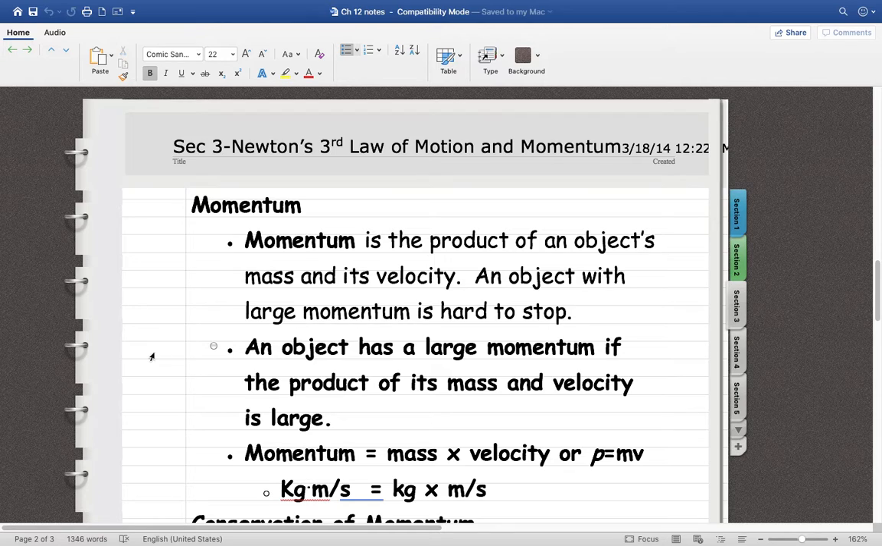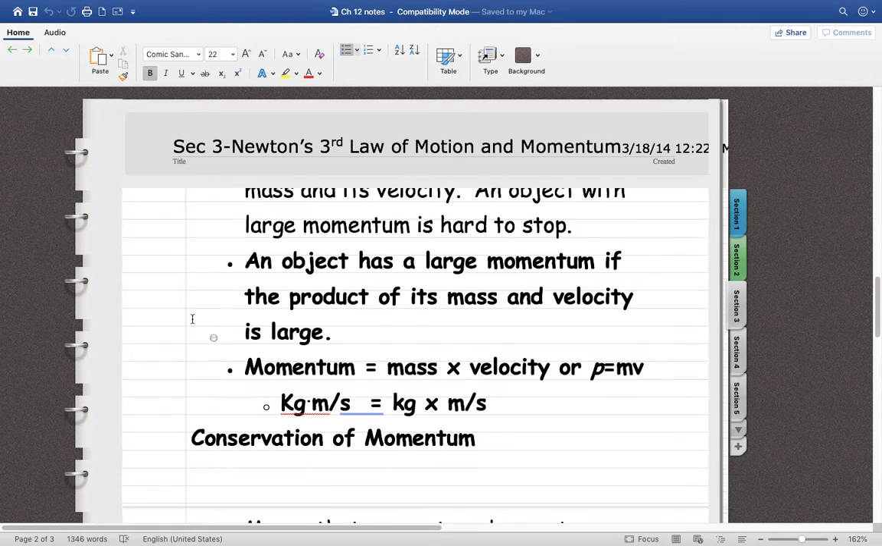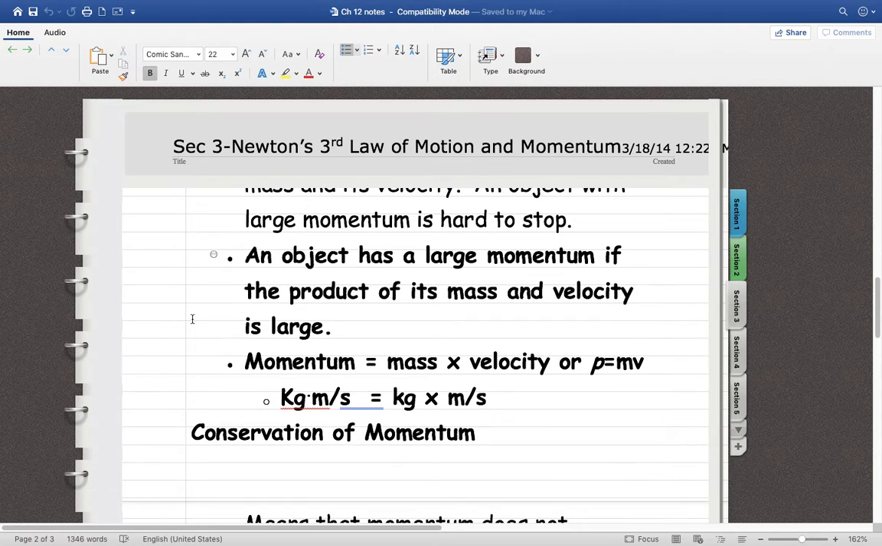If an 18-wheeler is going 70 or 60 on the highway with all his cargo, he cannot stop like a car can. So an object has a large momentum if the product of its mass and velocity is large. So momentum, your new formula, equals mass times velocity. The way you write momentum is with a special P, and then equals m times v. And it's kilograms times meters per second.